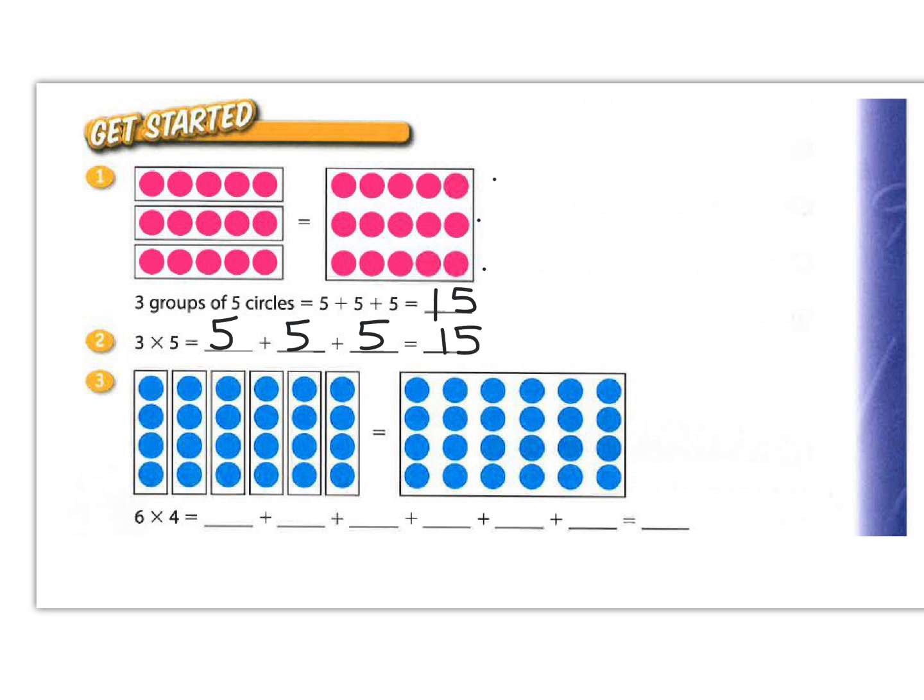Here we have 6 times 4. There are 6 groups, 1, 2, 3, 4, 5, 6, and there are 4 dots, 1, 2, 3, 4 in each one. So 6 times 4 would be 4 plus 4 plus 4 plus 4 plus 4 plus 4. And then if we add those up, we would get 4, 8, 12, 16, 20, 24. So 6 times 4 is 24.